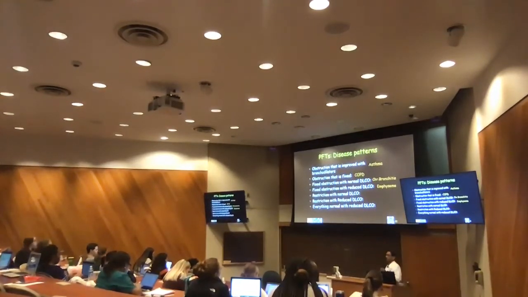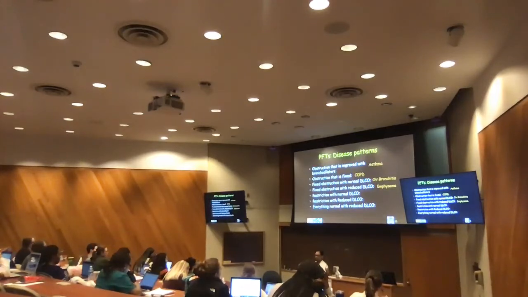So COPD mainly is an airway disease, right? What is the pathophysiology behind emphysema? What actually is happening? The alveolus. Yeah, there's alveolar destruction. So the alveoli are being lost, right?